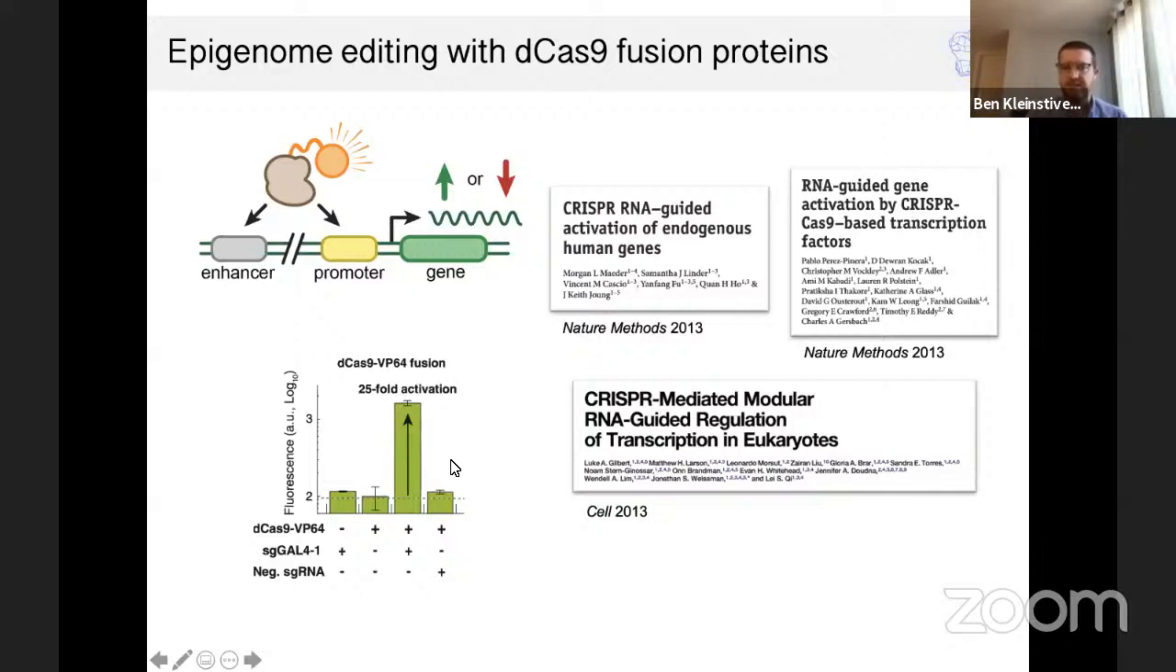In the time since, these systems have become far better in terms of their ability to titrate gene expression, and there's much more known about how to leverage these systems to perturb genes beyond just functionalities like gene activation. So you can repress genes, image genes, perturb histones, all kinds of other functionalities.